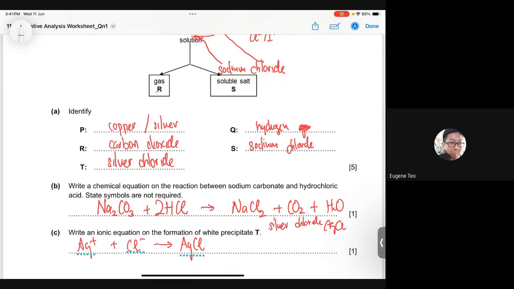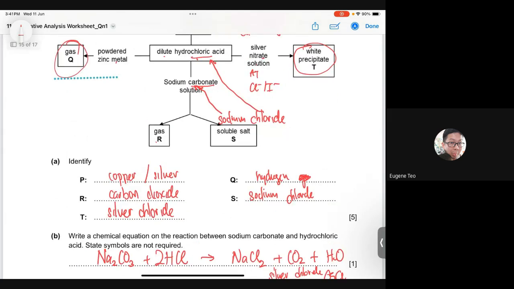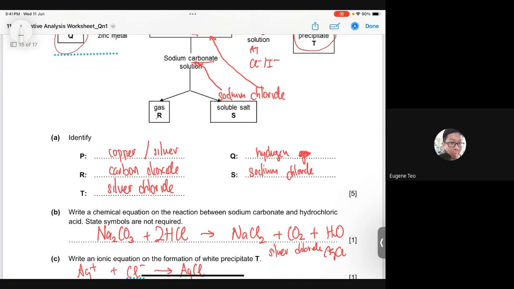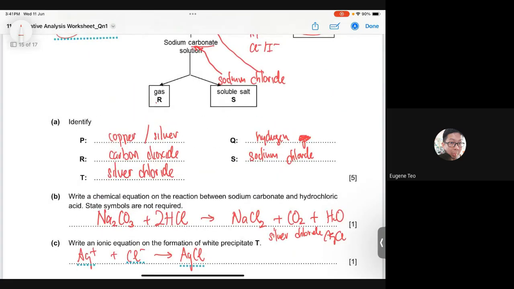So you realize chemical formulas are quite related to this particular chapter. There's always a back part of it. If let's say this kind of flow diagram comes out, there's a back part where you're expected to write the equations.